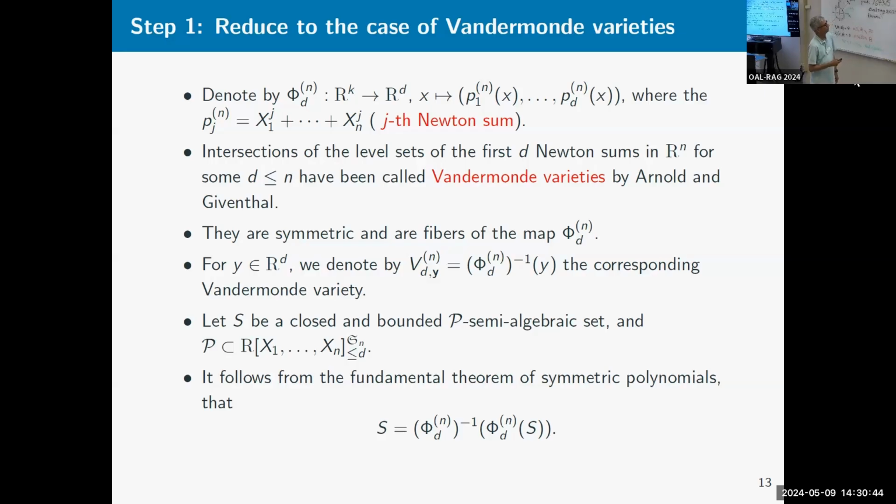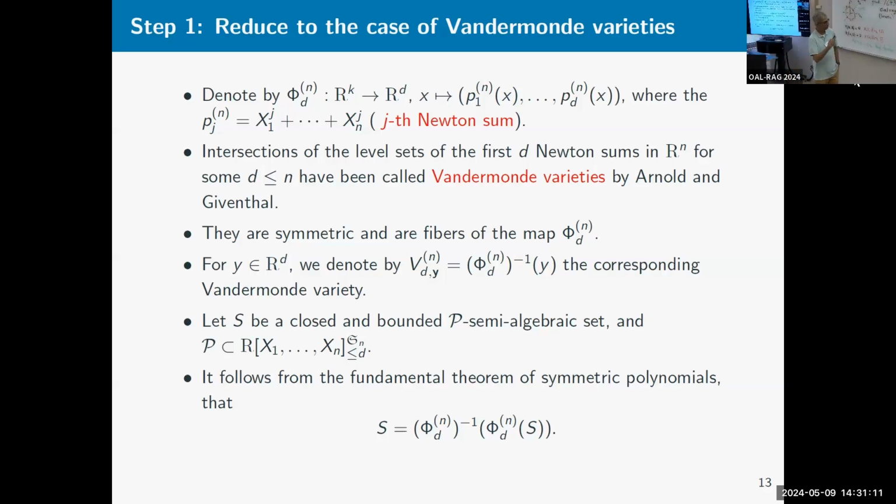In math language, by the way, this should be an n, not a k, you look at this map, which maps points in R^n to the first d power sum polynomials, and the intersection of the fibers of this map with the Weyl chamber is what's a van der Monde variety.